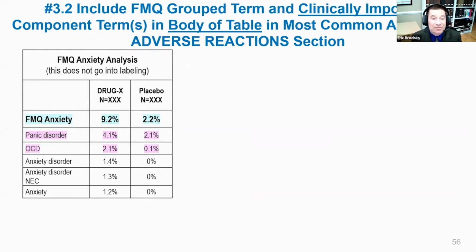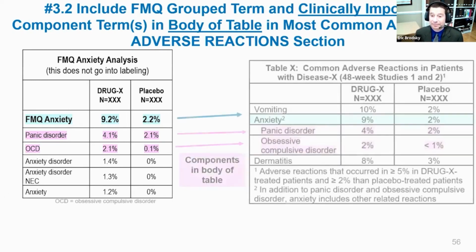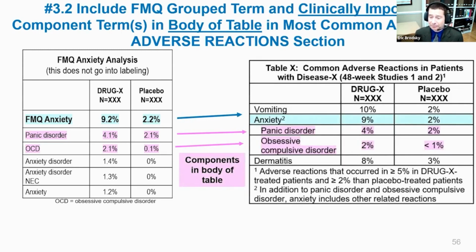9% versus 2%. We've identified two terms that are clinically important. And here we're going to include those terms within the body of the most common adverse reaction table. And you could click through. So right here, we include those terms within the body under the anxiety term. Note that we include a footnote, and we basically acknowledge the panic disorder and obsessive compulsive disorder, but that group term includes other related terms.